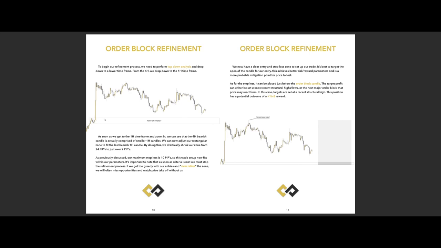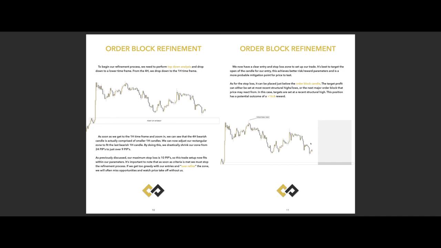But once we drop down to the 1 hour time frame, we see that it's actually comprised of many smaller candles. So we can refine that down to the actual point of origin, right? Which is that last small candle there. So we more than half shrunk our entry parameters, and that gives us a much tighter stop loss and of course more profitability when price works in our favor and hits the take profit, right?